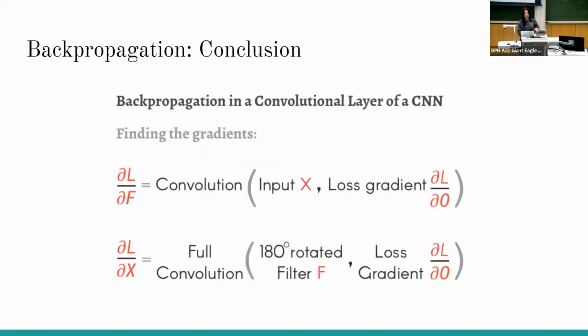To sum up, backpropagation is like convolution. Backpropagation can be explained by using the idea of convolution again. DL by DF is the convolution between input X and the loss gradient DL by DO, the loss gradient with respect to the output O from the next layer. And DL by DX is the full convolution between the flipped filter F and again DL by DO. You just have to perform this operation from right to left until you reach the very first layer. I know that was quick and nasty, but it really helps you chug it through.